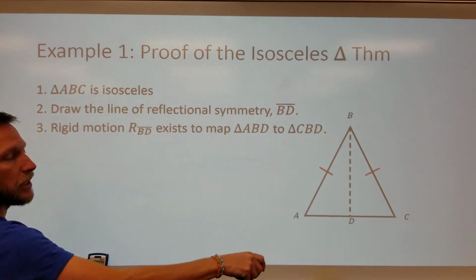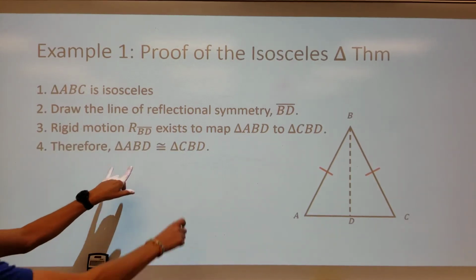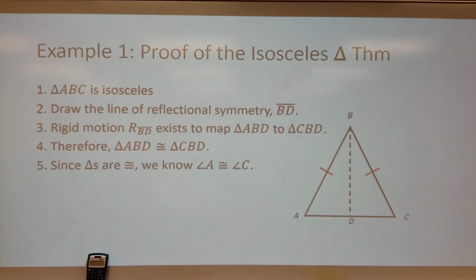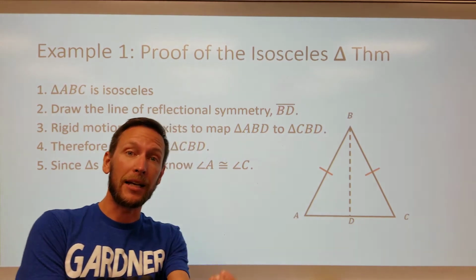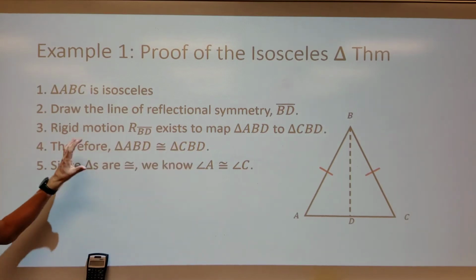ABD and CBD are congruent to each other. All right? If those triangles are congruent to each other, then that means that their corresponding angles are congruent to each other. Since these triangles are congruent, it means that the angles at A and at C are also congruent to each other. So that is kind of an attempt at the proof of the isosceles triangle theorem without using any of our special magical triangle shortcuts that we're going to learn about in lessons 3 and 4.